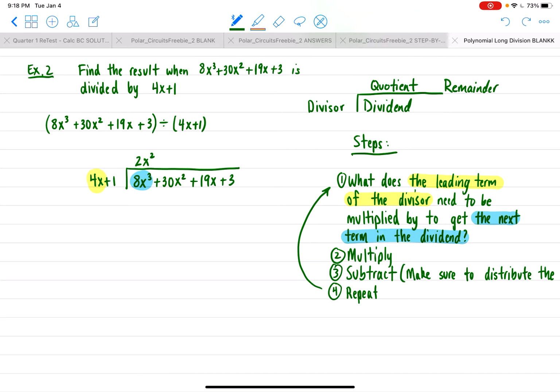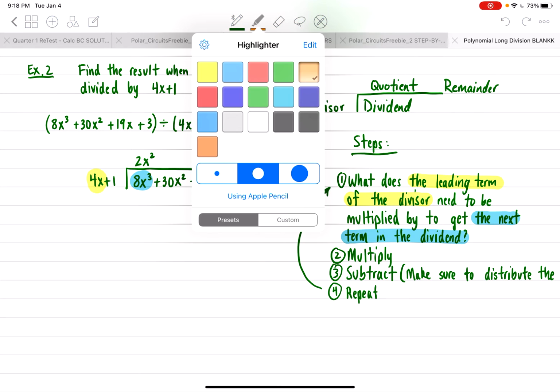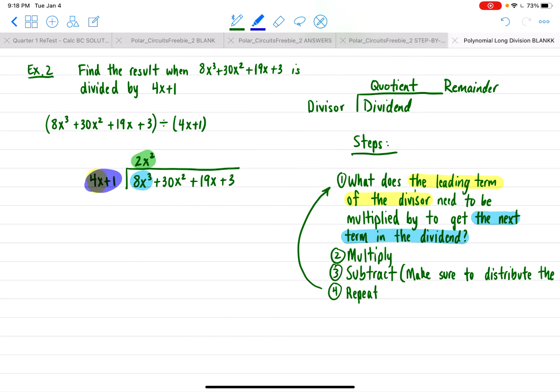Step 2, multiply. What we're going to do is multiply the entire green expression by the entire purple expression here, so that it's going to distribute. So you're going to get 8x cubed plus, and then the 2x squared is going to multiply the 1 as well. So you're going to get a 2x squared there.